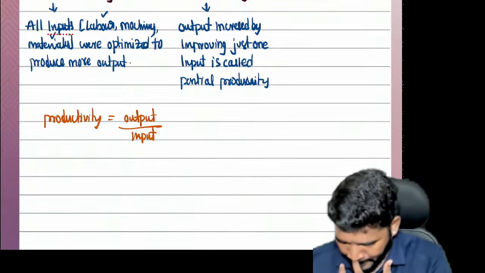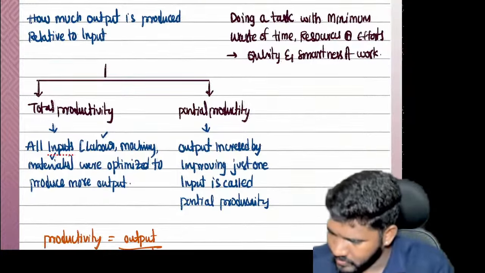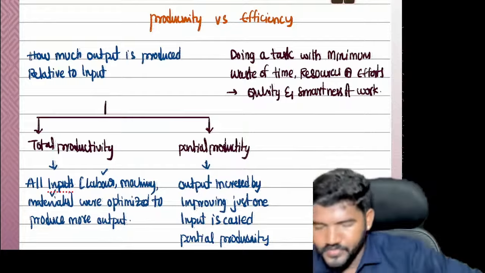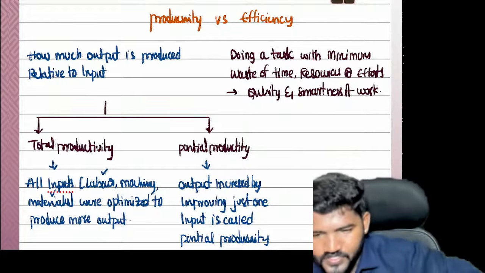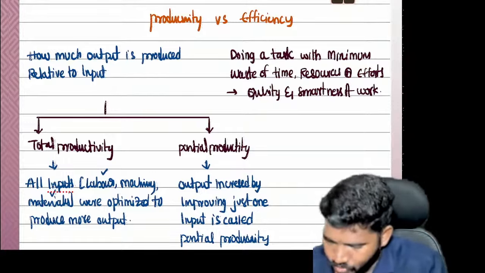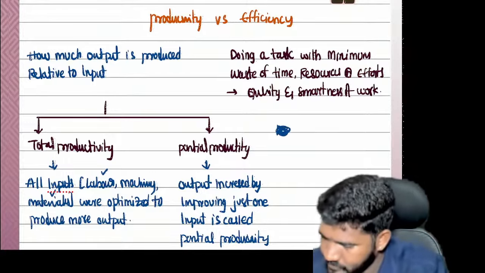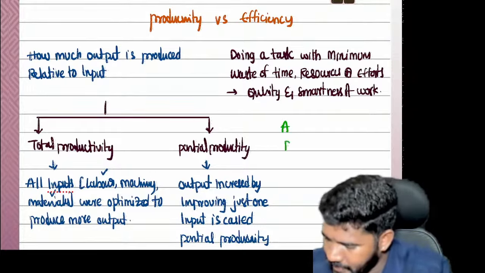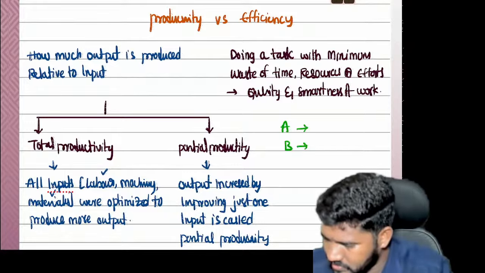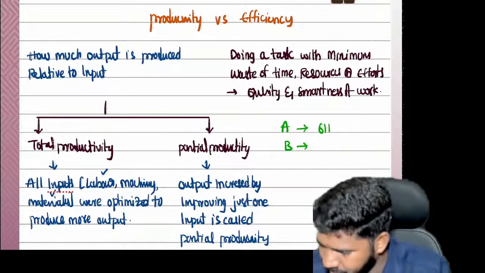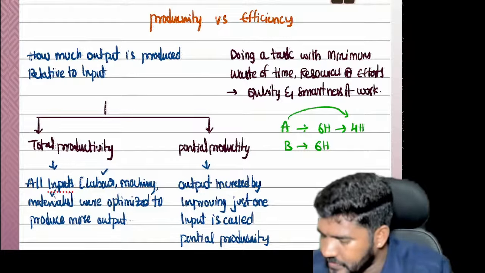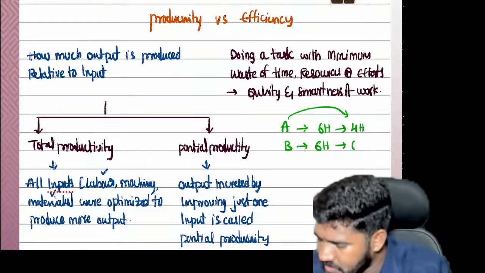Next, when it comes to efficiency, I already told you, it is doing a task with a minimum waste of time, resources, and efforts. Take another example to understand efficiency more clearly. So there are two drivers, Driver A and Driver B. The destination time is 6 hours for both. But A reached the destination within 4 hours. B reached the destination in 6 hours.